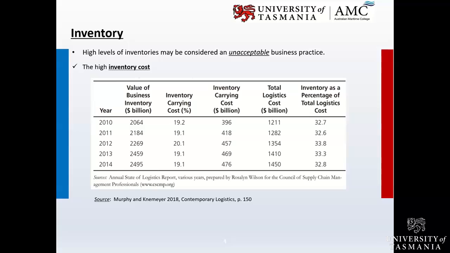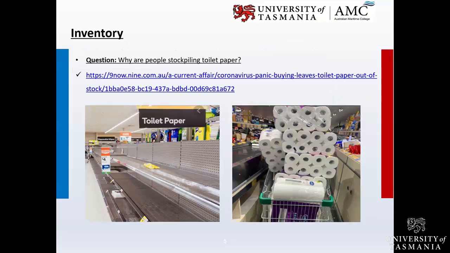Okay, now we focus on the last column. We find the percentage was around, or it was above 30%. So this column reflects the importance of inventory cost to the total logistics cost. So normally high levels of inventories are not acceptable in practice.